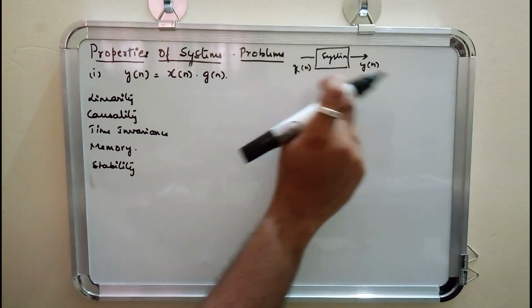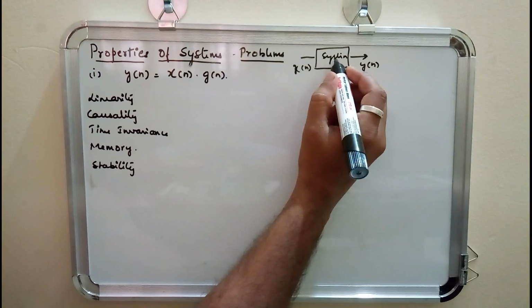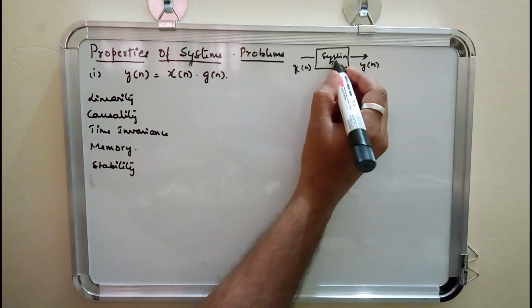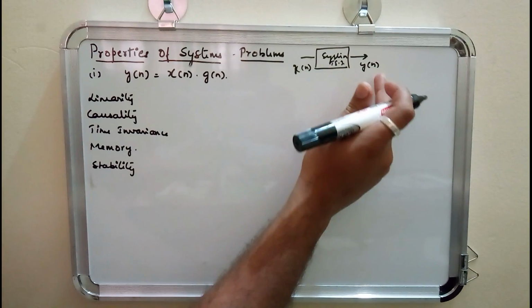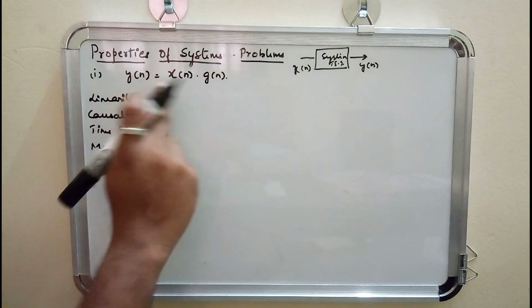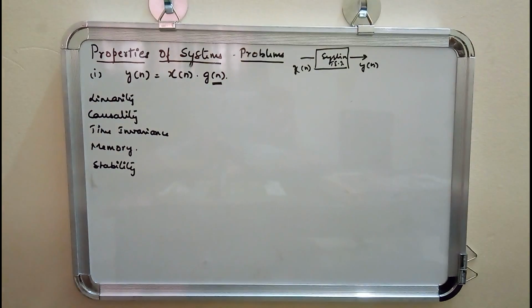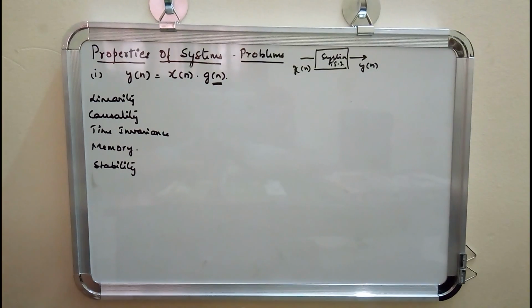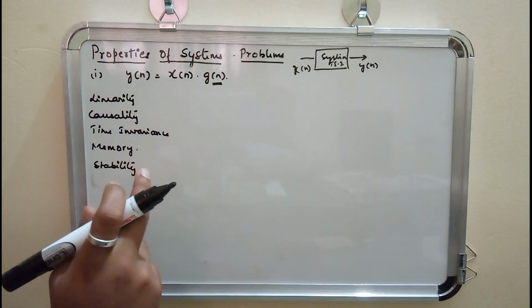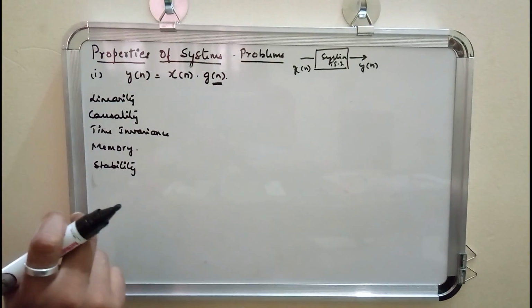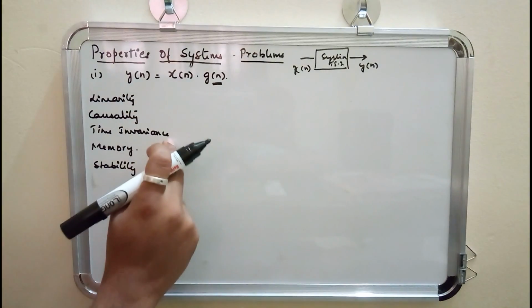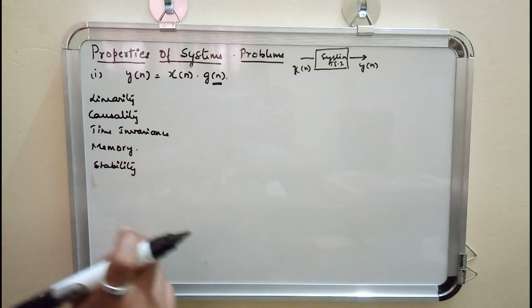of n. From the previous videos we have come to know that there is a transformation happening on x of n which will give us y of n. So the transformation here is just the multiplication by another signal, which is g of n. Now we'll be categorizing this system into linear, causal, time invariance, memory and stability.